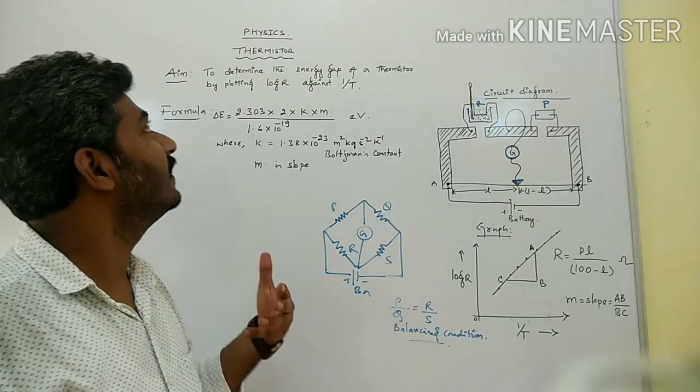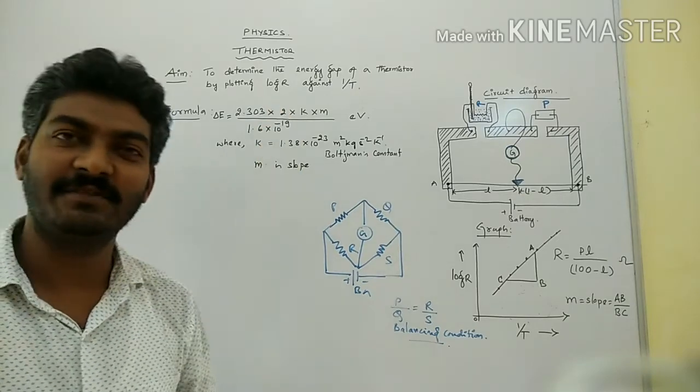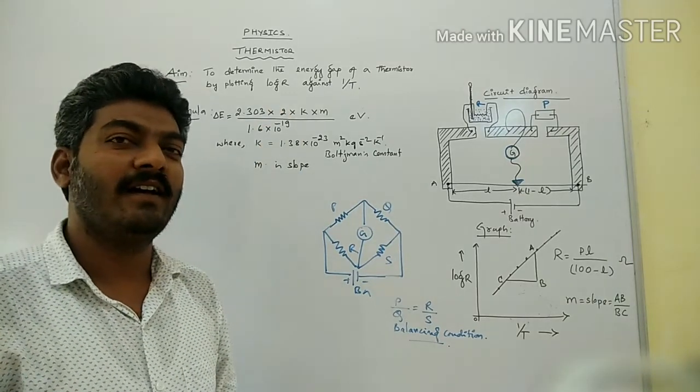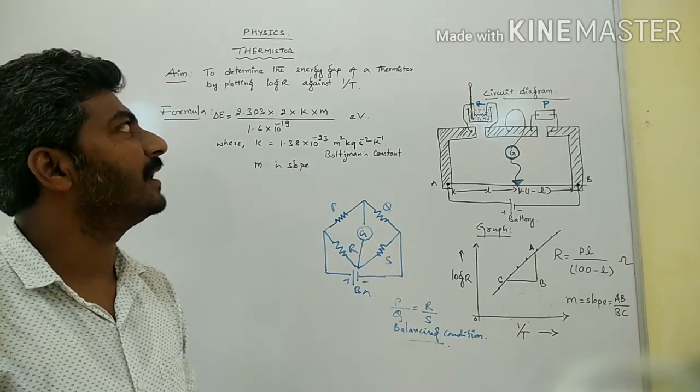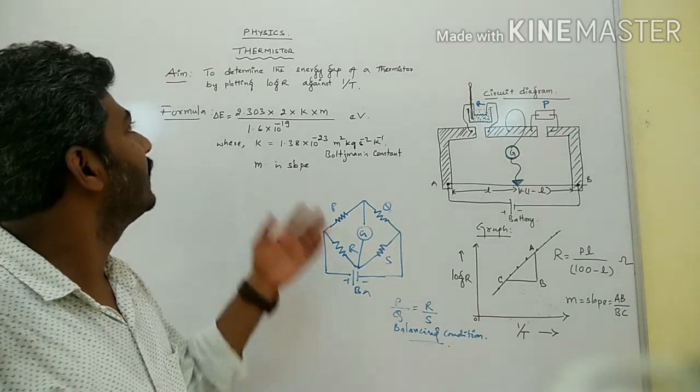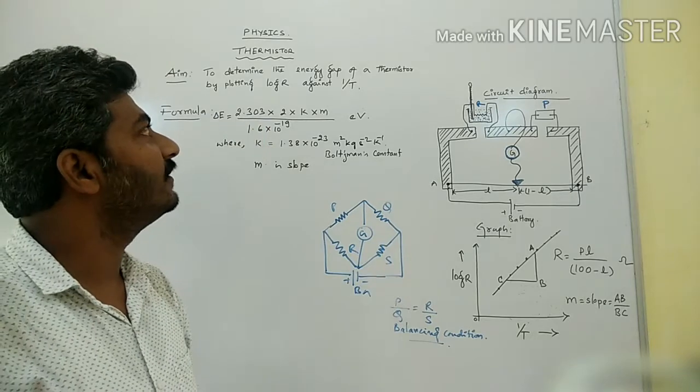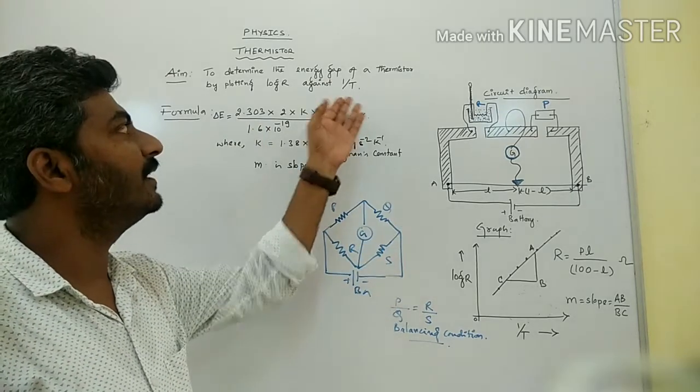Okay, today the experiment is related to thermistor. The aim of the experiment is to determine the energy band gap of a thermistor by plotting log R against 1 by T.